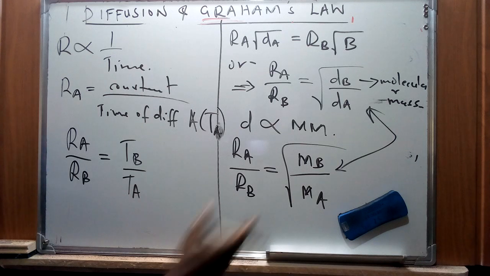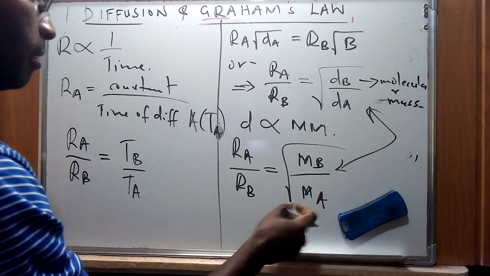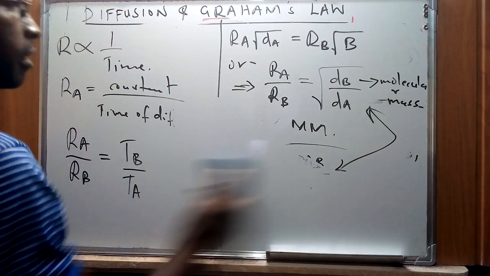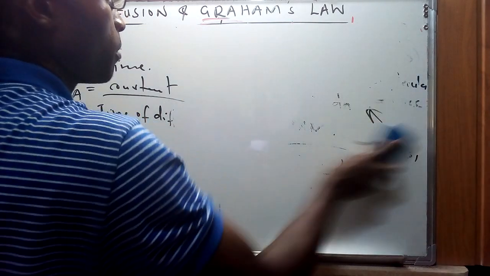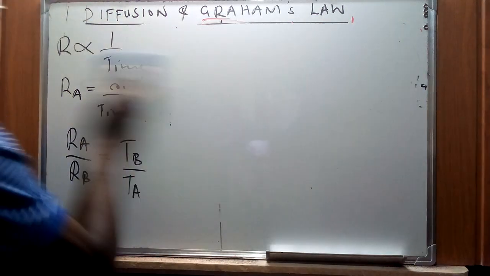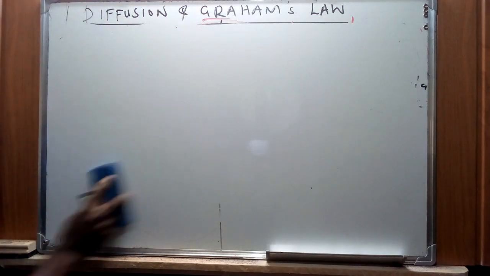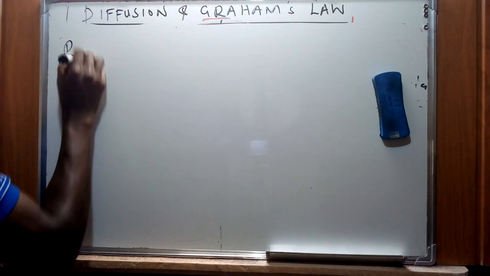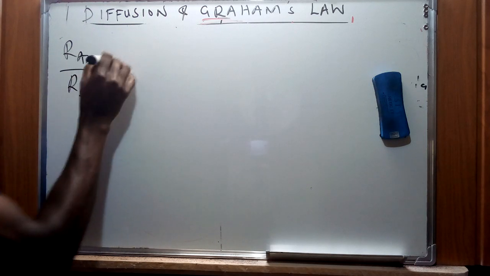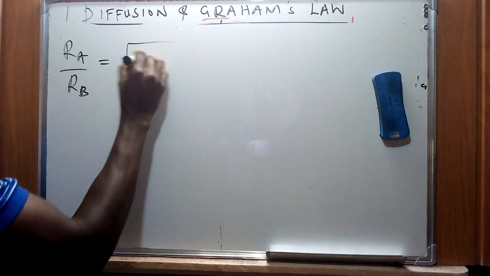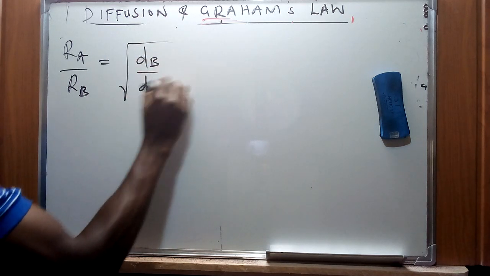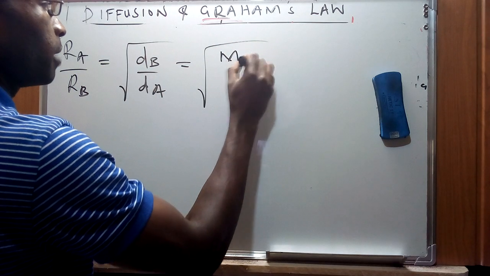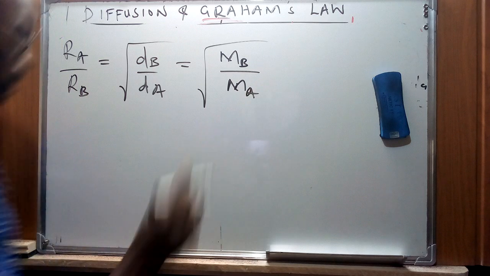So therefore, combining the aspects of density, mass, and rate, we can have a general representation for this specific relationship of Graham's law, which I'm going to put on the board, whereby we have said that the rate of A over the rate of B can be illustrated as the root of the density of B over the density of A, which can be given as the root of the molecular mass of B over the molecular mass of A.